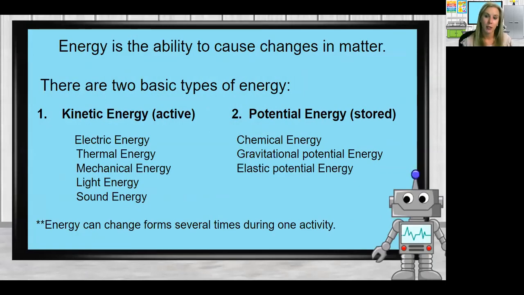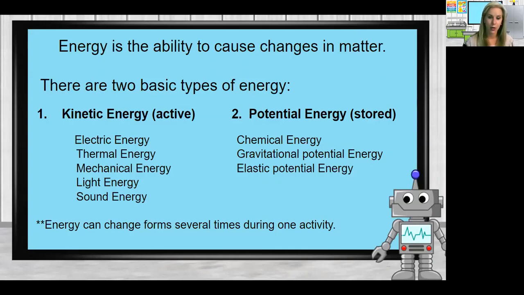Energy is the ability to cause changes in matter. There are two basic types of energy. The first one is kinetic energy. That's like the active energy or the motion of an object. And then we have potential energy, which is also known as the stored energy.